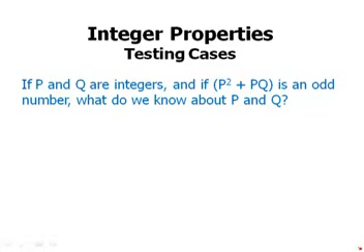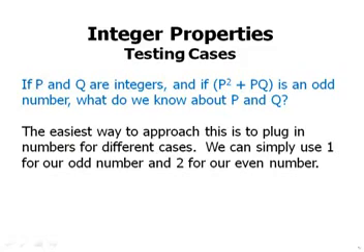If p and q are integers, and if p squared plus pq is an odd number, what do we know about p and q? The easiest way to approach this is to plug in numbers for different cases. We can simply use 1 for our odd number and 2 for our even number. And notice we're going to have 4 different cases, 4 different possibilities here.